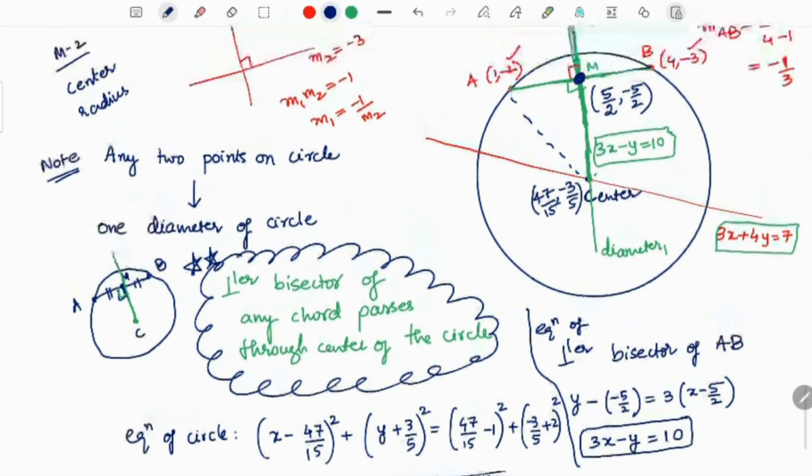Okay. So at this point, one important thought process would be: if they give 2 points on the circle, join the 2 points and take the perpendicular bisector. The perpendicular bisector of any chord passes through the center. So 2 given points on the circle indirectly give us a diameter of the circle.